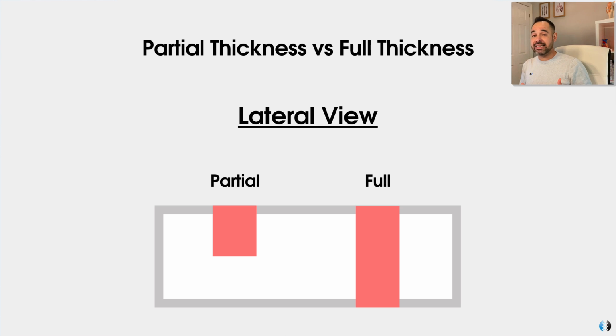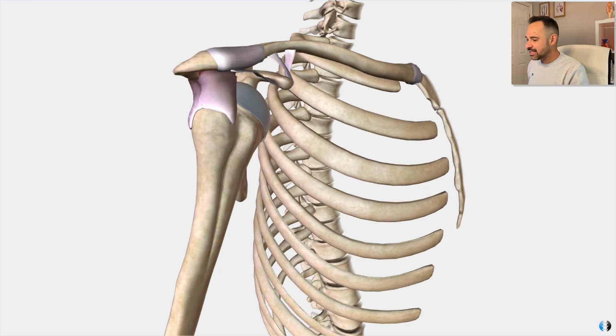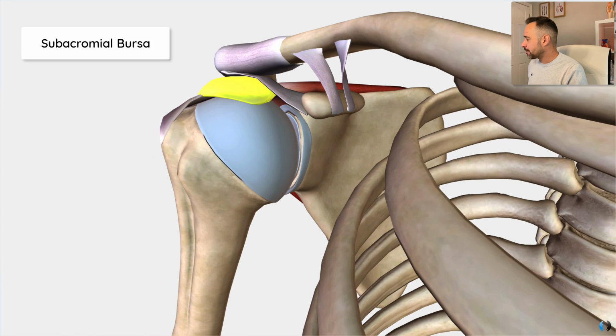And we can also break these down further into whether a tear is bursal-sided or articular-sided. Now for this, it's important that I show you the subacromial bursa of the shoulder. As you can see, this sits in between the acromion and the superior humeral head.